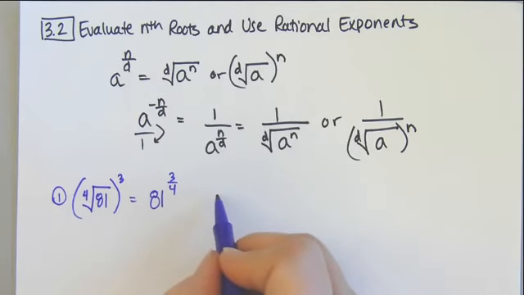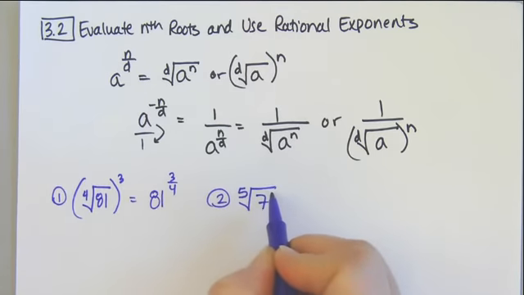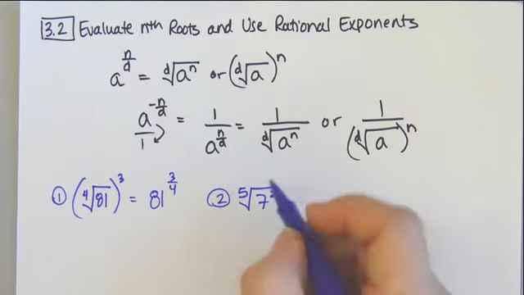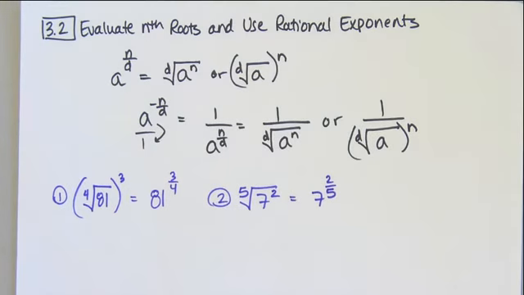All right, why don't you try one by yourself here? Try to rewrite that one. So I gave you a radical. I want you to change it to 7 to the 2/5. And that's all you need to do.